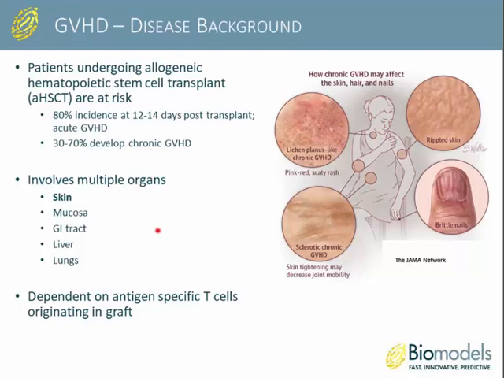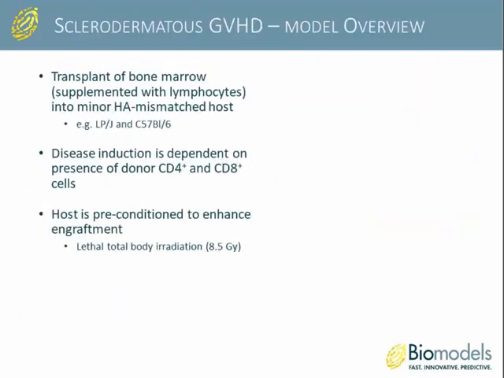And the disease here is dependent on the antigen-specific T cells that are originating in the bone marrow graft attacking the host. There are a number of different skin conditions that are observed in chronic GVHD, but the one that we have interest in for this model is the sclerotic chronic GVHD, which leads to fibrotic buildup in the skin, which leads to skin tightening and may decrease some joint mobility. And so in our sclerodermatous model of GVHD, we transplant bone marrow from a minor histocompatibility allele mismatched host. And as I said, disease induction is dependent upon the T cells present in that bone marrow transplant.